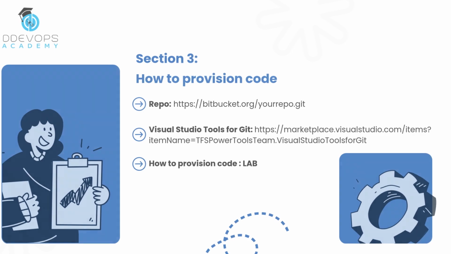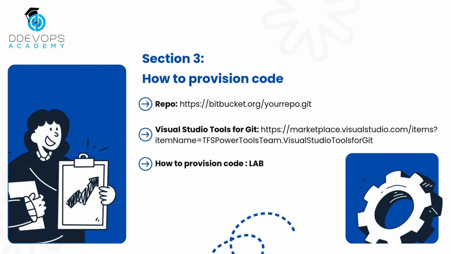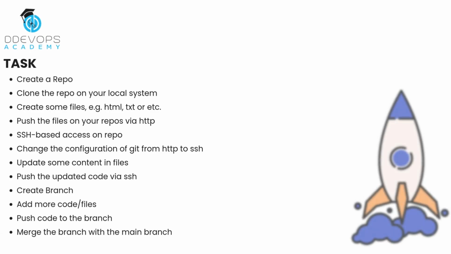In Section 3, we focus on provisioning code, getting your project set up and ready to work. Start by cloning the repository from Bitbucket using the provided URL. If you're using Visual Studio, install the Git integration tools to streamline your workflow. Then, dive into the lab activity to practice provisioning code hands-on. This step sets the foundation for collaboration and deployment.